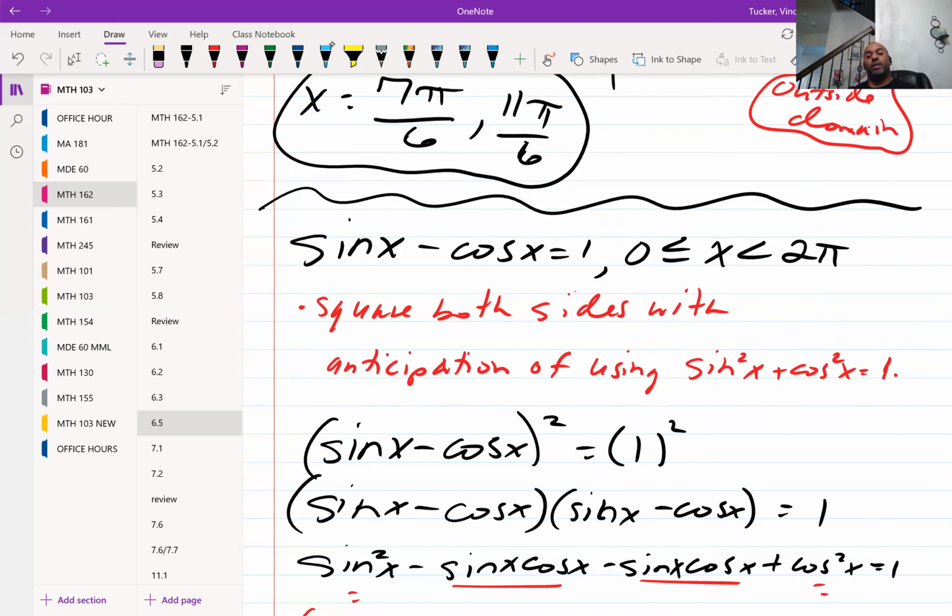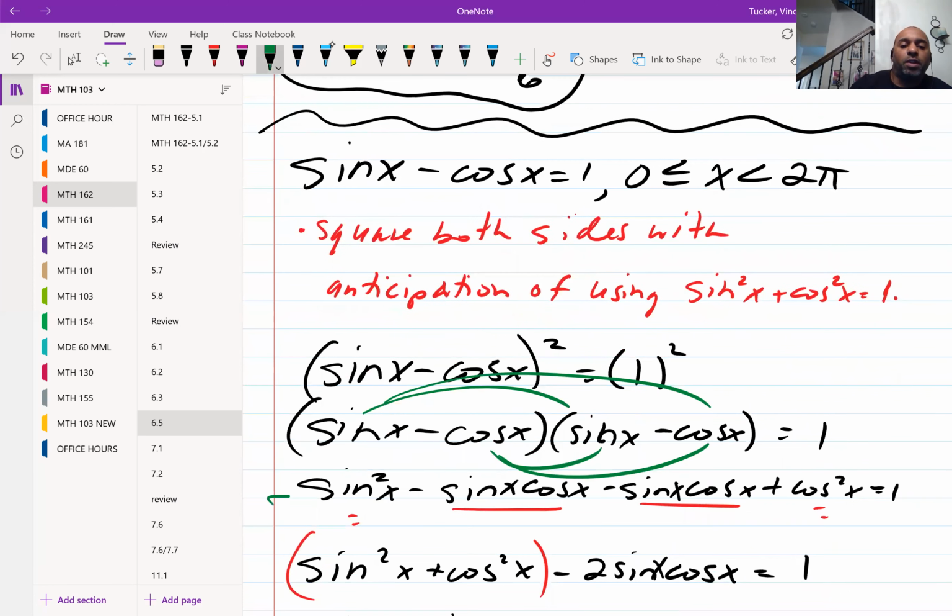So we're going to have to FOIL this out. On the right, 1 squared is just 1. But on the left, we have (sine x minus cosine x)(sine x minus cosine x). So FOIL that out. You know, sine times sine, sine times negative cosine, negative cosine times sine, negative cosine times negative cosine. And that gives us this result here. So we have sine squared x minus sine x cosine x minus sine x cosine x plus cosine squared x equal to 1.